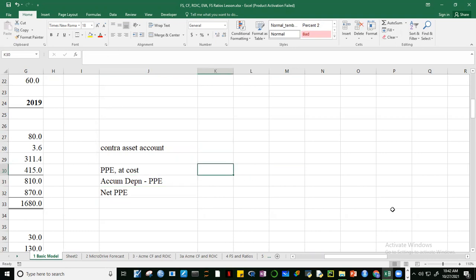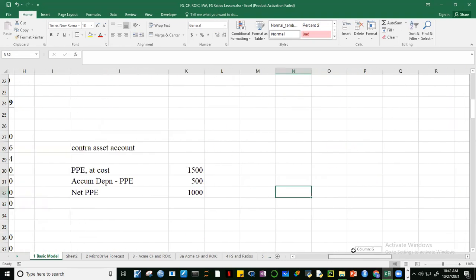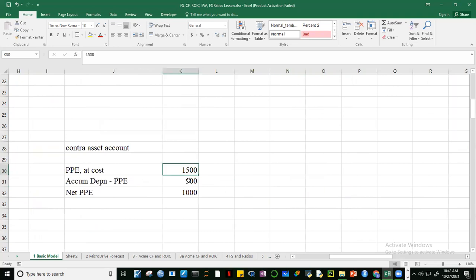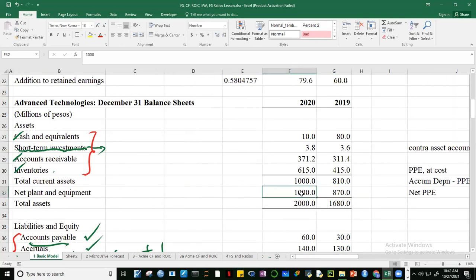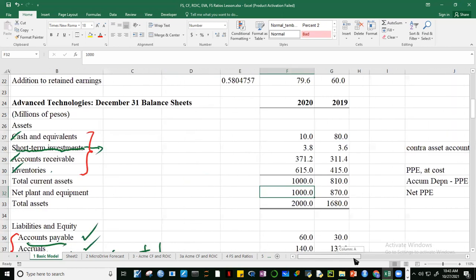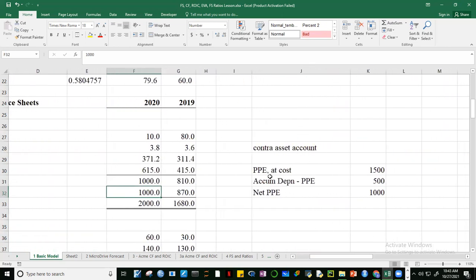So for example, guys, let's say the PPE at cost is 1,500, and the accumulated depreciation is 500. Then what's presented in the balance sheet is just the net. It's arrived at by getting the cost of the asset and then subtracting the contra asset account from it. So there goes the 1,000. Net PPE is 1,000, and usually you'll have notes here, say, note B. Under note B, you will find this in the notes of the financial statements for full disclosure.